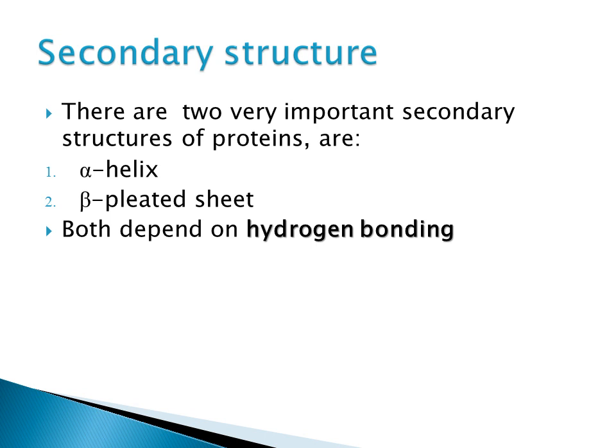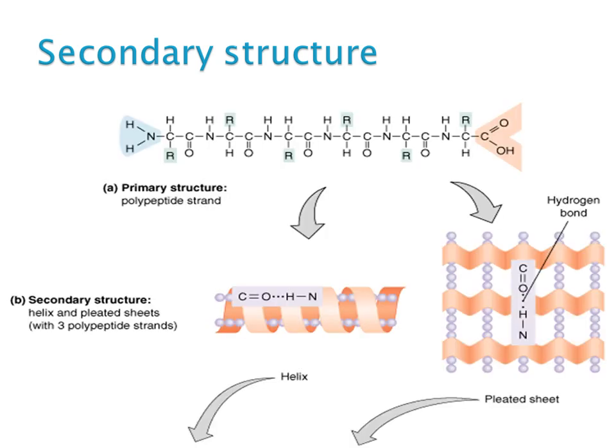Hydrogen bond is a non-covalent bond. It is a weak bond, so it can be broken easily. It is not like the peptide bond, which cannot be broken at usual conditions and needs extreme conditions to be broken. In secondary structure, protein is folding in two ways: alpha helix or beta pleated sheet. An alpha helix is like a helix.